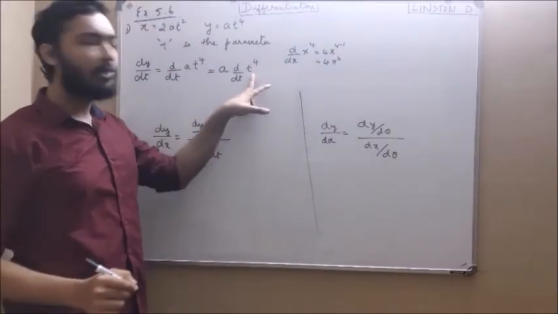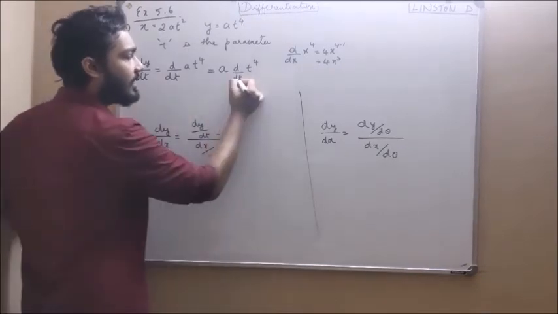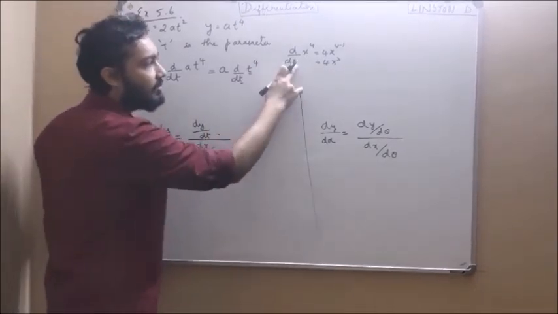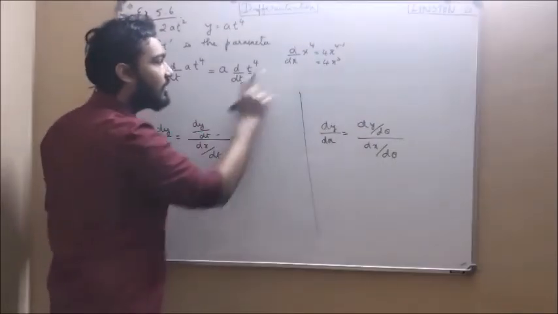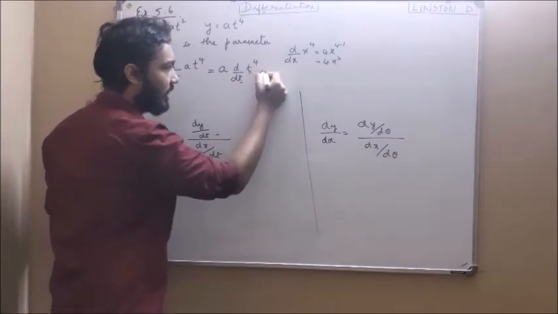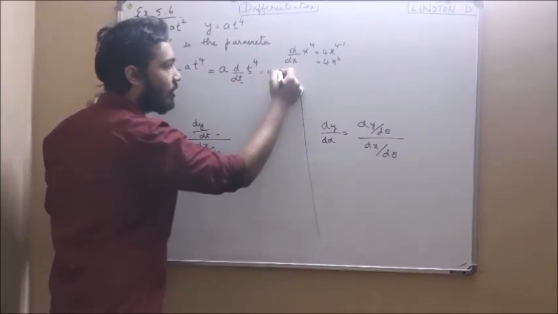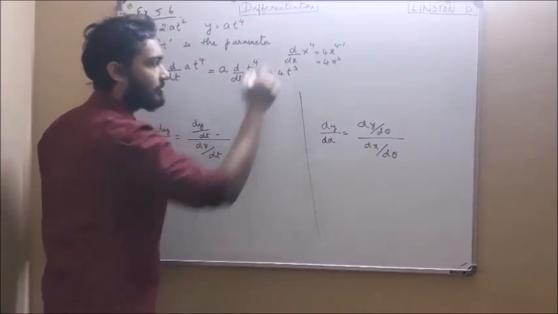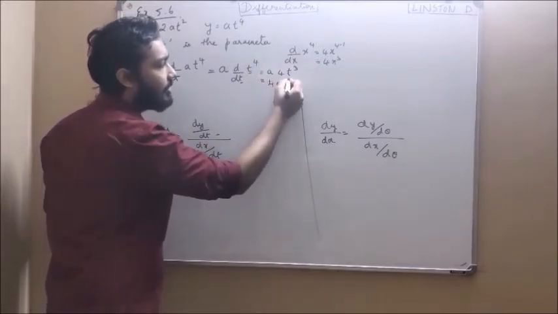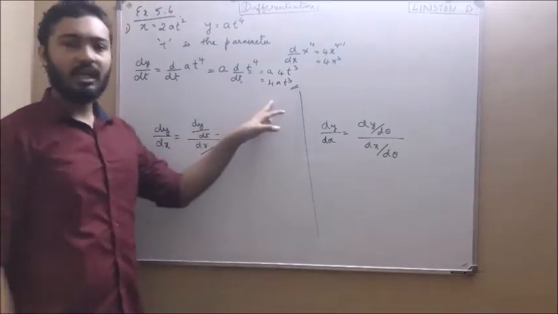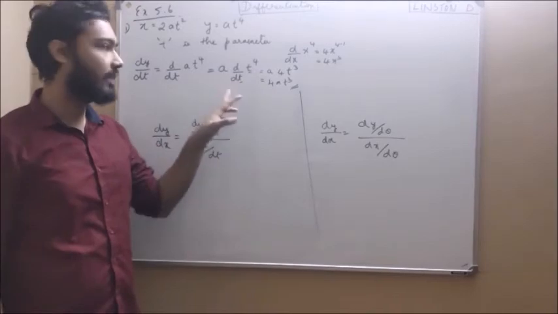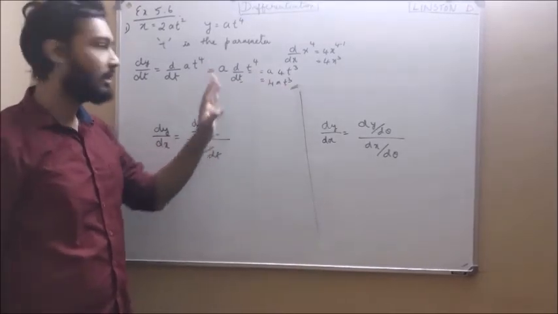Now t power 4. T and t are similar. So this becomes d by dx of x power 4 is 4x cubed. T and t are similar. If they are similar, we can differentiate. So this becomes a into 4 t to the power 3, so it is nothing but 4a t cube. So this is the answer. So here what we have to know, t and t should be similar variables. So it is 4a t cube.